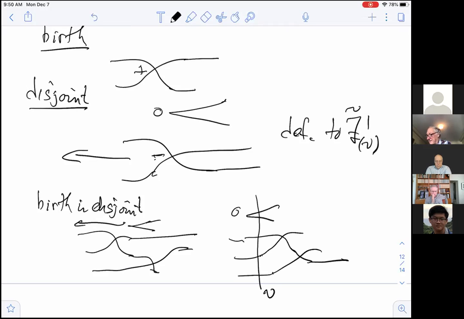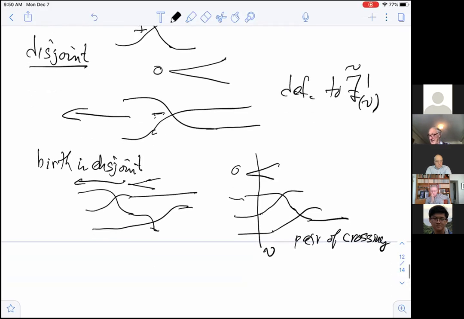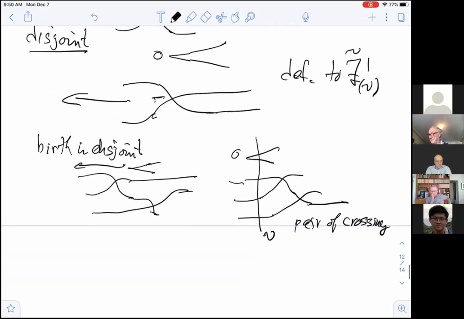And now we're back to the pair of crossings. So this is a pair of crossings, and we've already studied that case. Crossing that goes up, crossing that comes right back down. There are 3 cases. This is one of them.